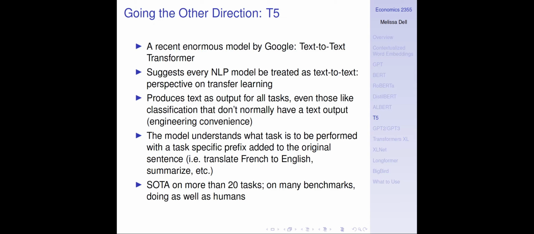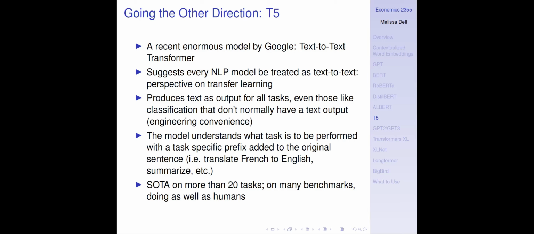So the model understands what task is to be performed with a task-specific prefix added to the original sentence, much like in BERT. There's a task-specific prefix for translating French to English, and you can use T5 to translate French to English. There's a specific prefix for doing summarization, and you can feed it in a paragraph and summarize it.